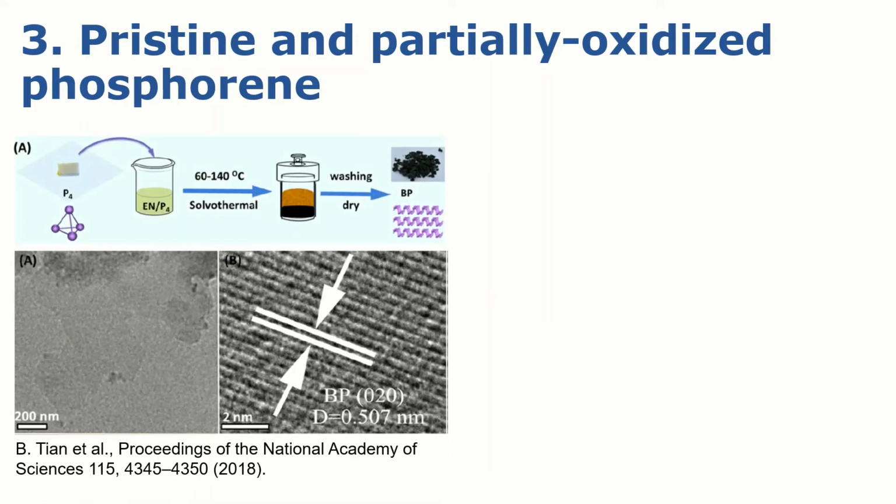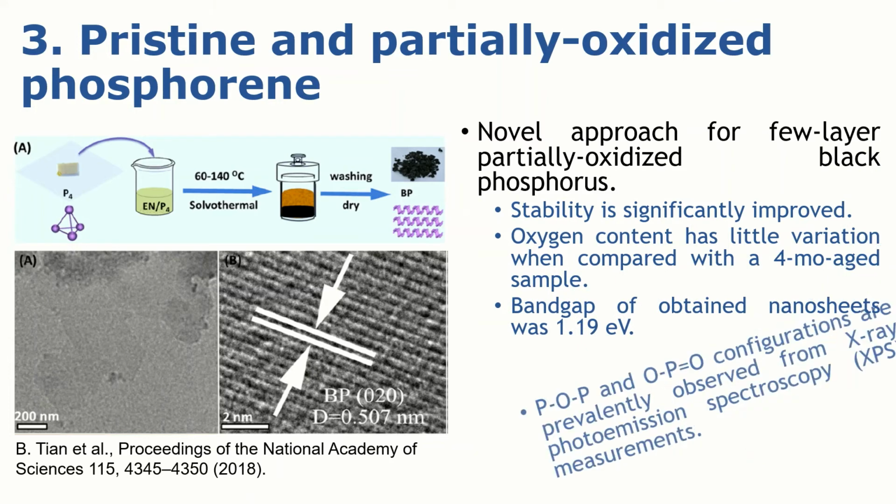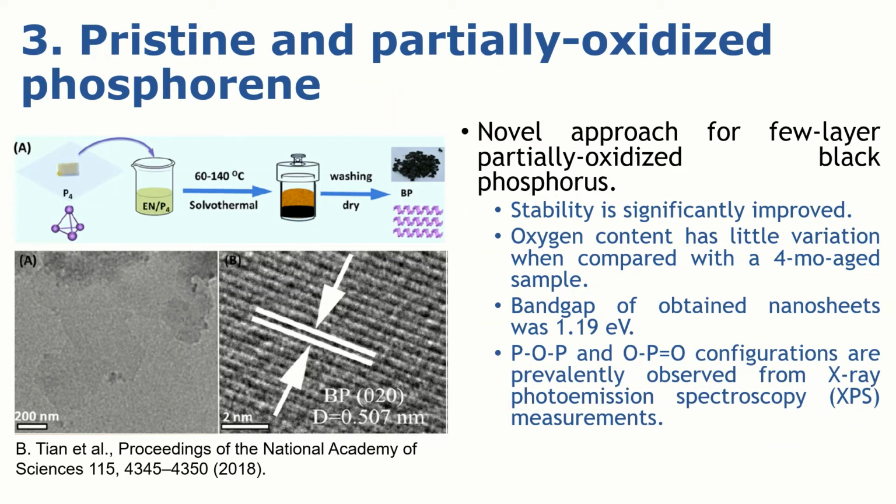However, there are some manufacturing approaches for improving the system's stability. This work is focused on a recent bottom-up technique that produces few layers of partially oxidized black phosphorus with a 1.19 eV bandgap. Samples were verified to have significantly improved stability, as observed in little variations of oxygen content after 4 months from fabrication.